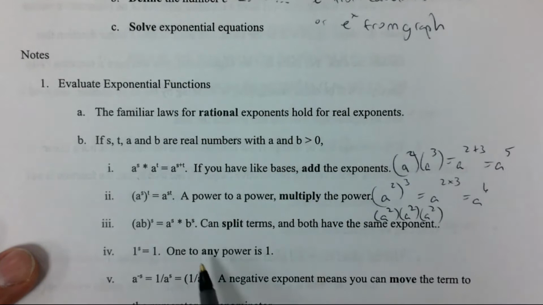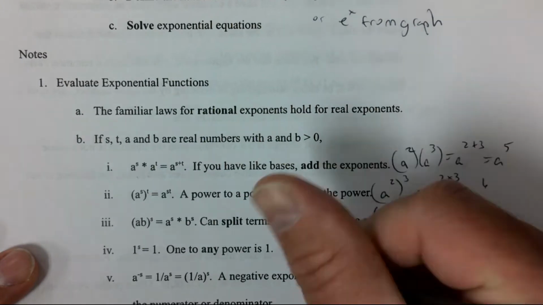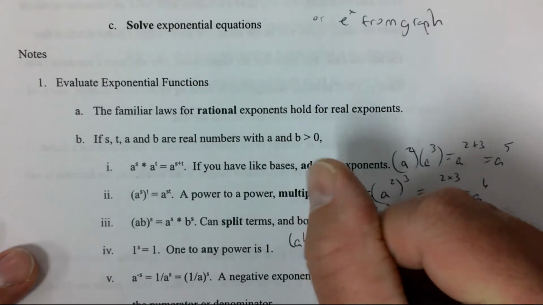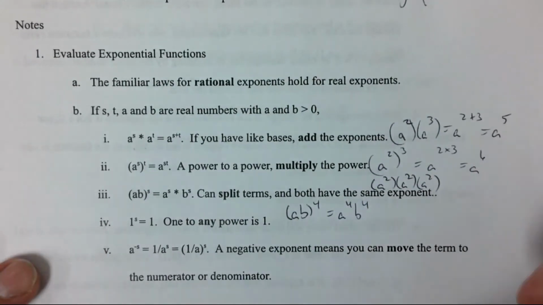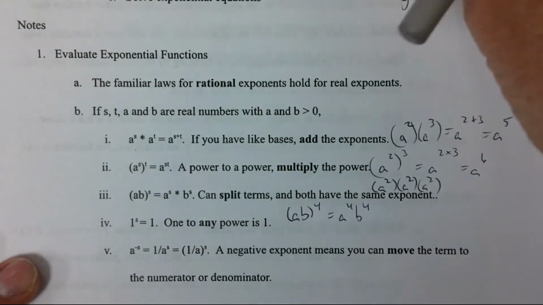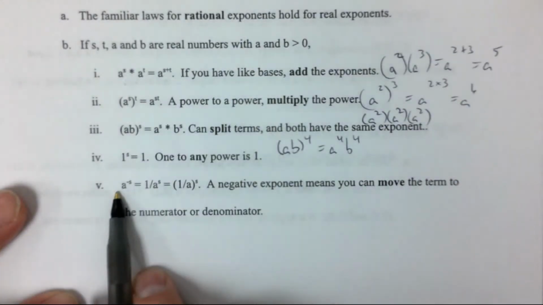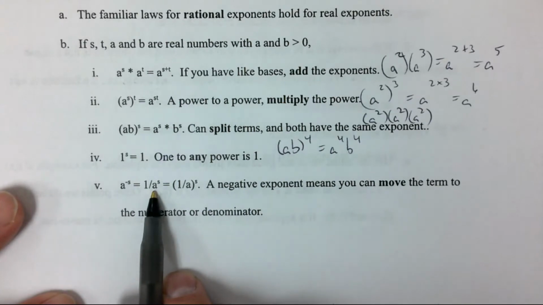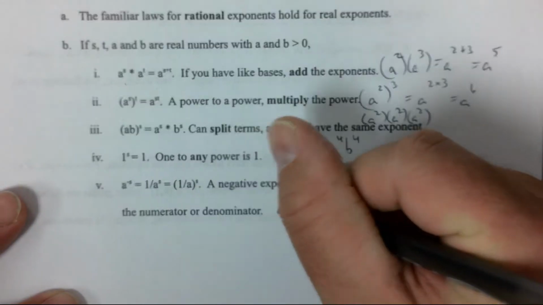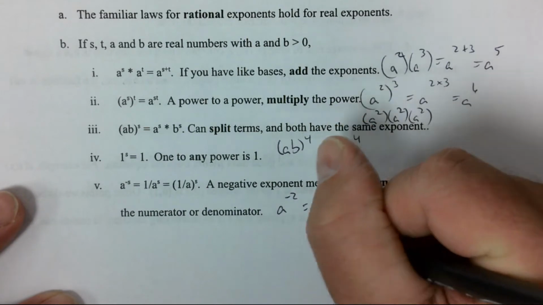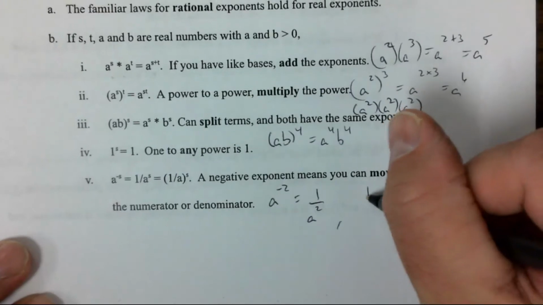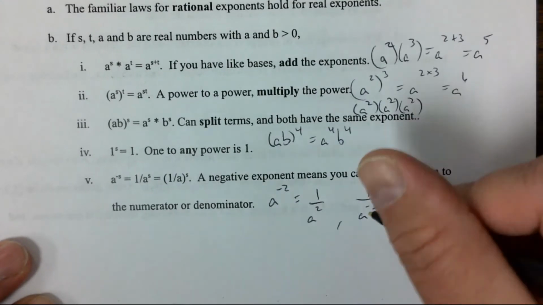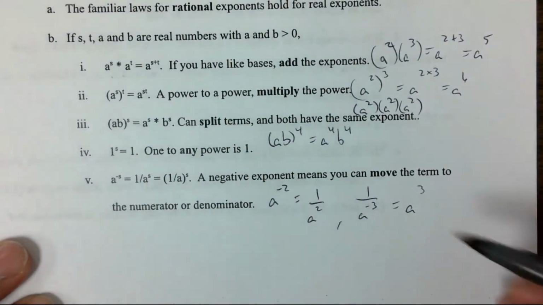And then about this, you can split your terms and both have the same exponent. So if you have ab to the 4th, that means a to the 4th, b to the 4th. And then 1 to any power is 1. And if you have a negative power, then it's 1 over that. So a to the negative 2 equals 1 over a squared. Now another form of it you may see is, what if it's 1 over a to the negative 3? Then that would just be a to the third because it moves.